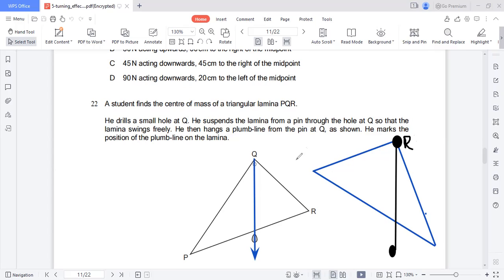Then you can repeat this with P as well. So all three lines, suppose the line which was from Q is going something like this. Similarly, when you hang from P, the line will go something like this. The point where these three will intersect, that would be the center of mass. Okay, let's move.